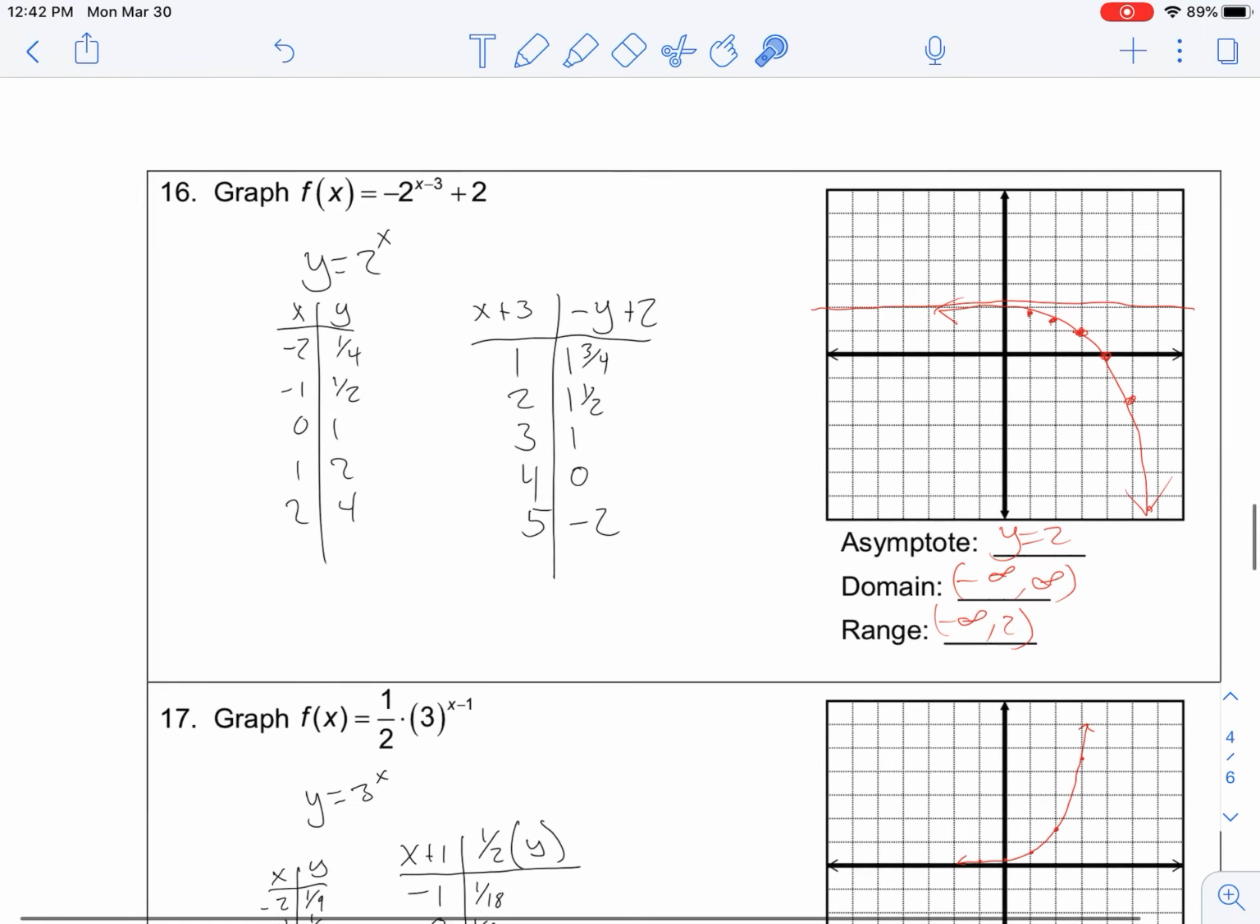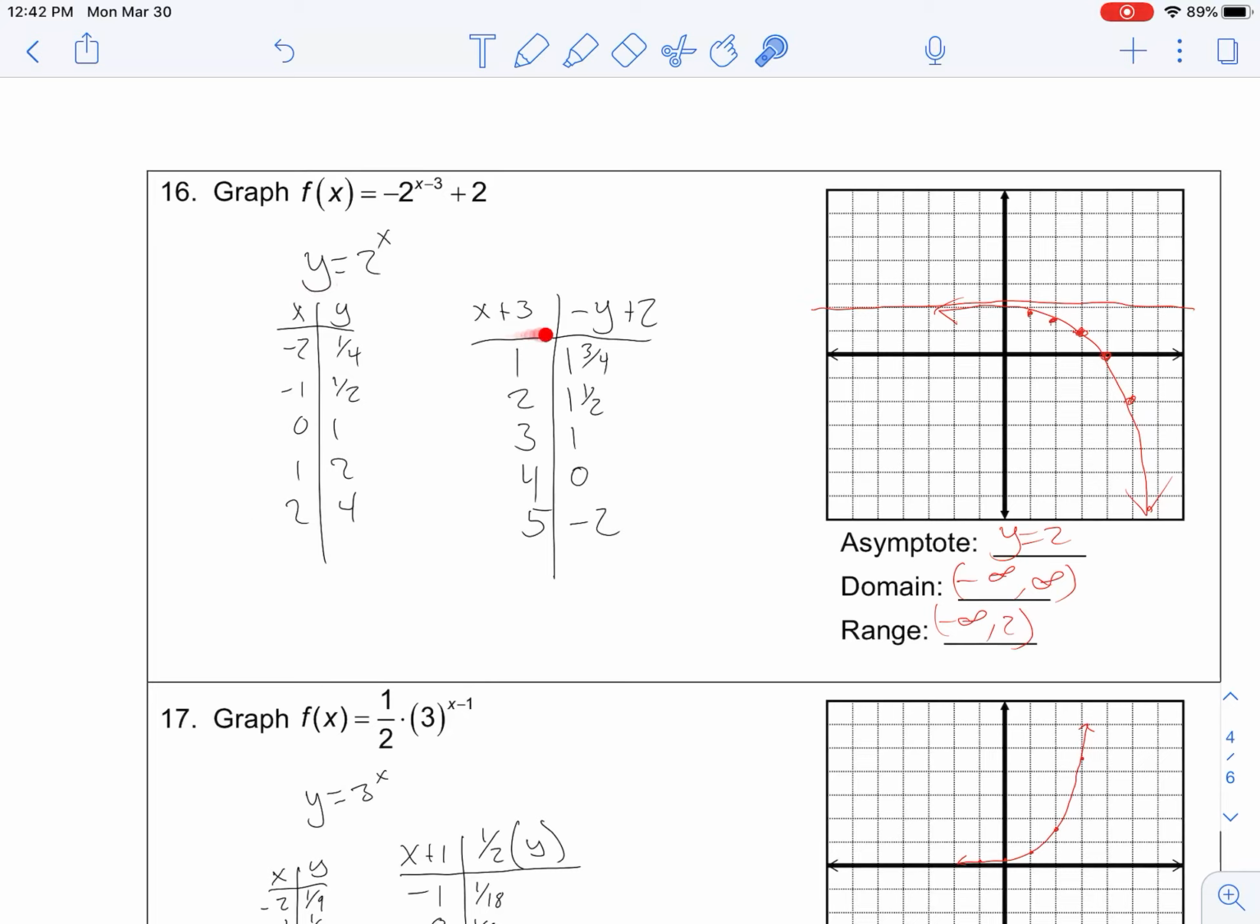Number 16, our parent graph here is y equals 2 to the x. You have to be careful, don't include that negative here. I saw some of that on the homework. This is a transformation. It's going to be worked out over here. So our parent graph. So if x is negative 2, if it's negative 1, if it's 0, if it's 1, if it's 2, what does that change our y to be, or what does that work out to be? So you work that out on the table.